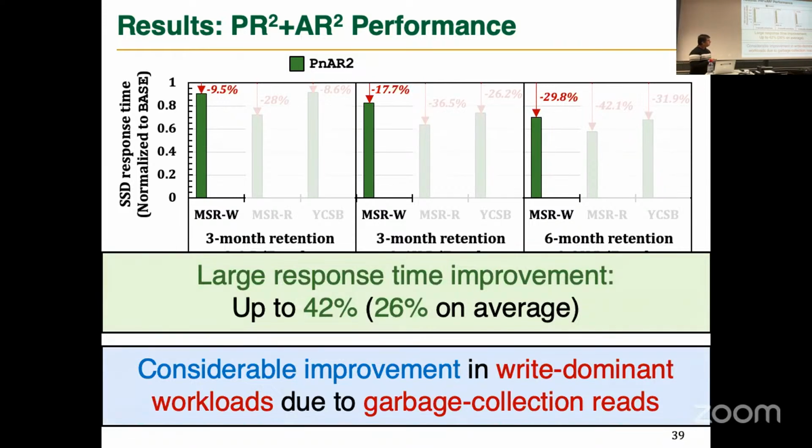You see that compared to the baseline, you get up to 42% reduction in the SSD response time, and 26% on average. This also works on write-dominant traces. You would assume that for read-dominant traces you get a performance improvement because that's where you get the ECC errors, but even for write-dominant workloads, which cause garbage collection, we still see a good performance improvement.